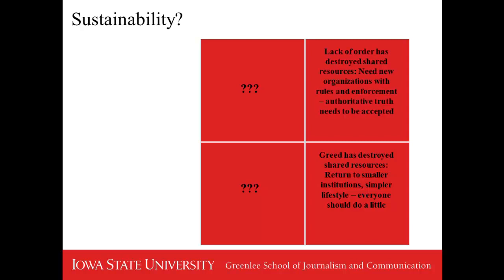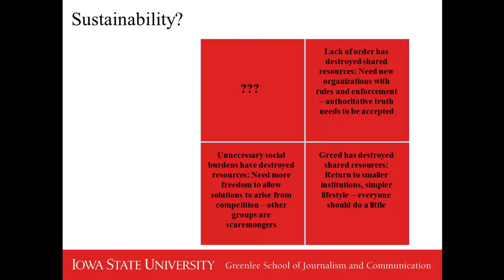If you are more of a hierarchist, it's a lack of order that has destroyed shared resources. We need new organizations, new rules, enforcement. The authoritative truth needs to be accepted, and then we can fix this problem. If you are an individualist, it is unnecessary social burdens that have destroyed resources. We need more freedom to allow solutions to arise from competition, and that's how we can fix it. And if you are a fatalist, destroyed resources are inevitable, all other groups have failed. Stop trying.